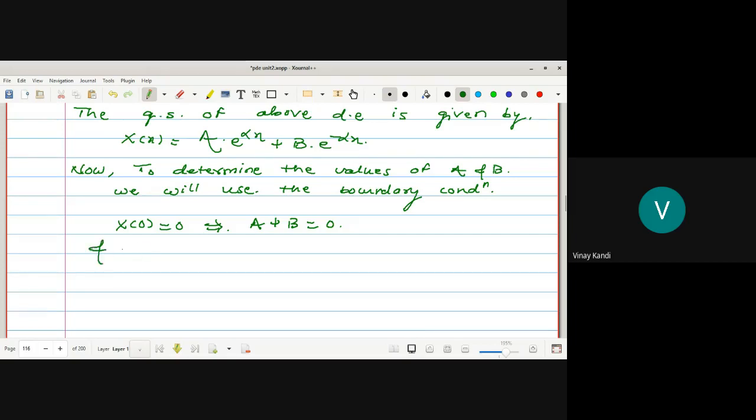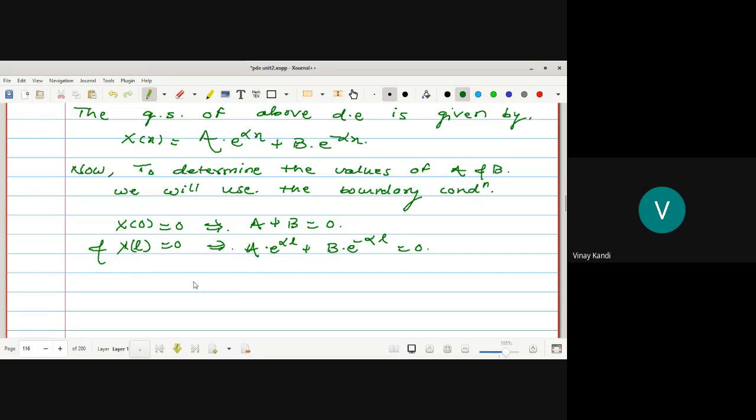Okay, and X of L is equal to 0. This implies A into e raised to alpha L plus B into e raised to minus alpha L is equal to 0. We have two unknowns and two equations. Solve these two linear equations, and we get the value of A and B. Okay, tell me the value of A and B.